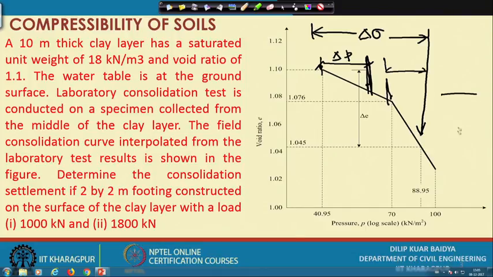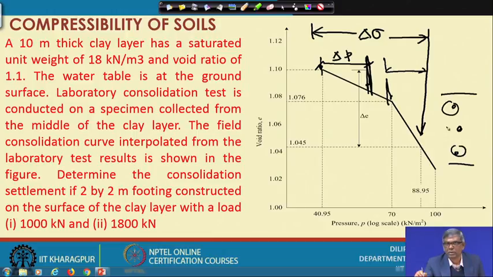Suppose there is a thick clay layer and the specimen is taken from the middle. Why the middle? Because it is representative. If it is taken from here or from here, it will give some different value. Different points give different values, and values generally change with depth. So, if you take it from the middle, it will be a correctly representative value. The field consolidation curve interpolated from the laboratory test results is shown in the figure.